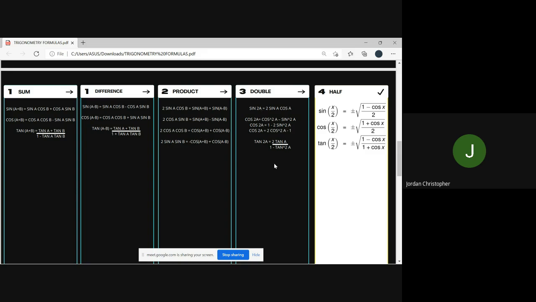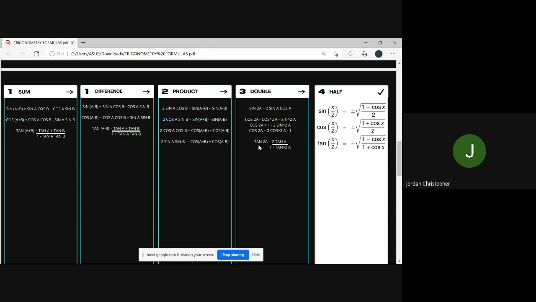Next is double angle. Actually, I've explained in my video where we get these formulas. And the resulting formulas are like this: sine 2a equals 2 sine a cos a. And for cos 2a, we have three formulas. It's cos square a minus sine square a. Next one is 1 minus 2 sine square a. And the last one is 2 cos square a minus 1.